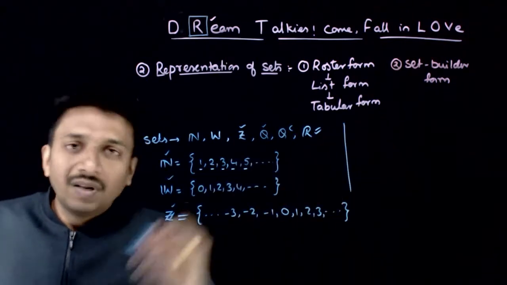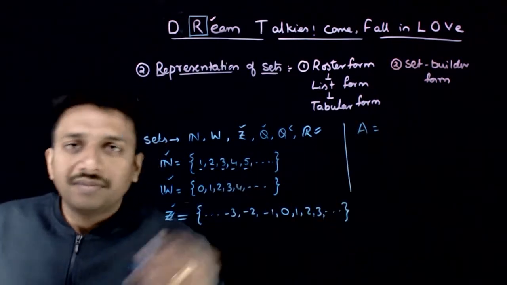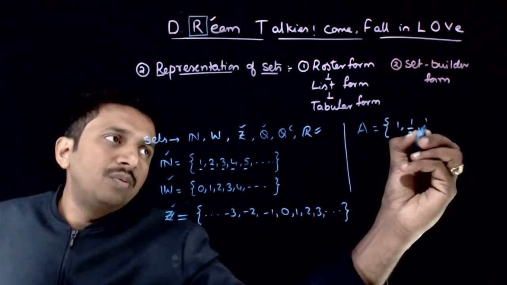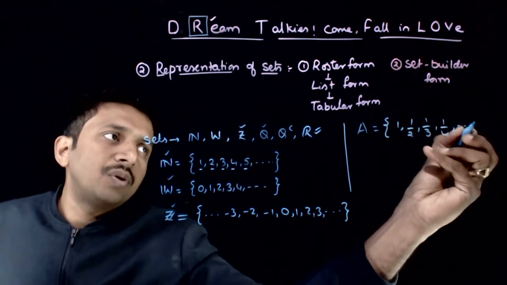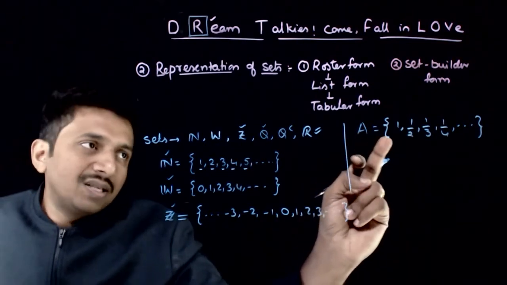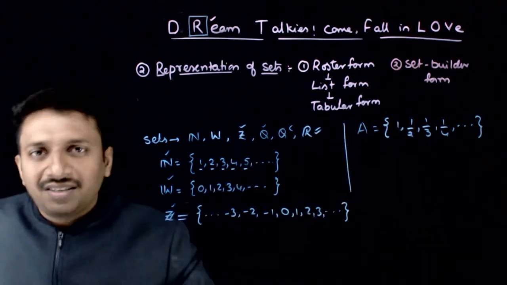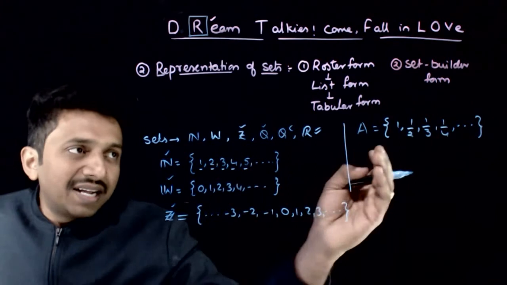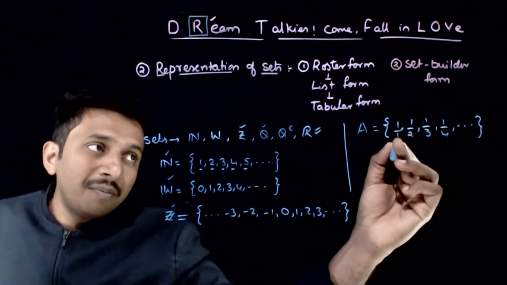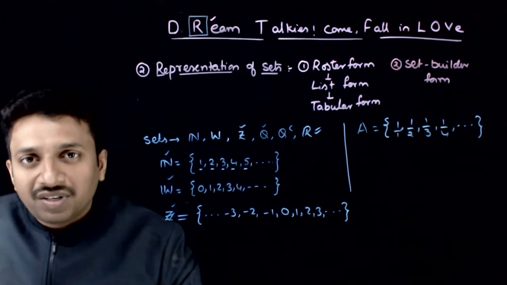Now, let us talk about this set. Let us say that we have a set A which contains the numbers 1, 1 by 2, 1 by 3, 1 by 4, so on. Obviously this is a set, and you know what this set contains. This set contains numbers of the form 1 by 1, 1 by 2, 1 by 3, 1 by 4, 1 by some natural number, right? So this is the roster form of representation of the set.